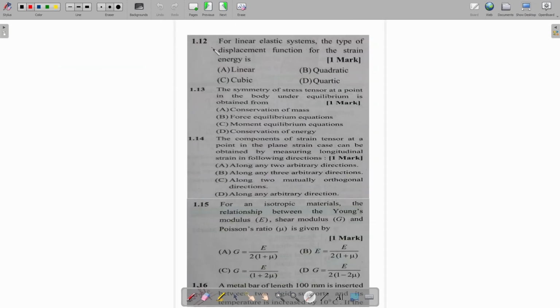For our next question, question number 12, the question is given as: for a linearly elastic system, the type of displacement function for the strain energy is linear, quadratic, cubic or quartic. Now, what does this question actually want you to ask? The type of relationship between displacement and strain energy. Okay, now for the solution.